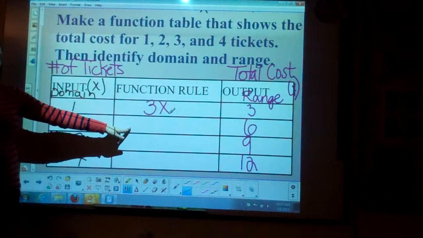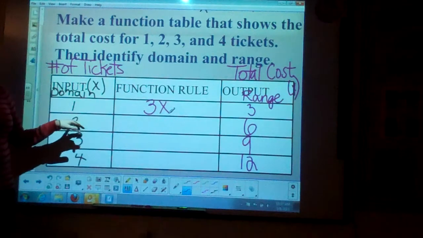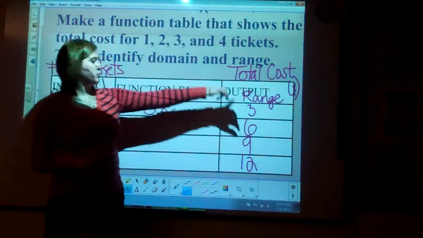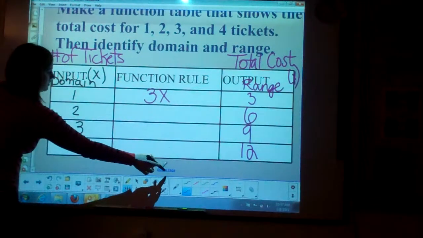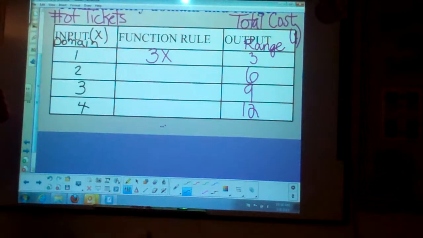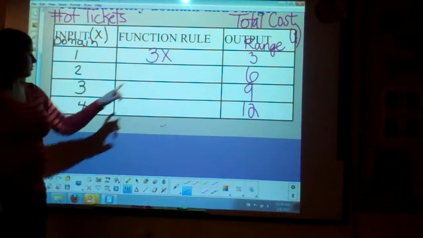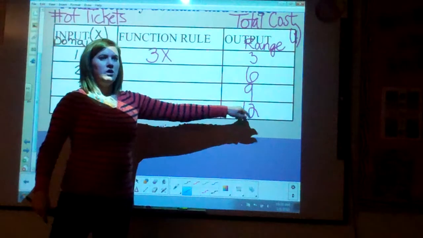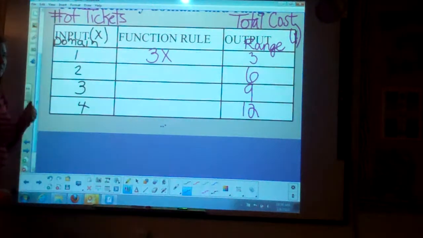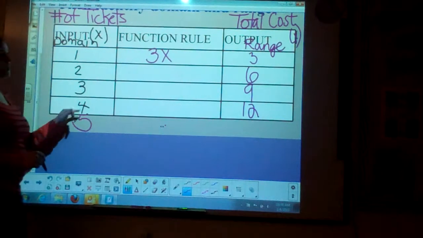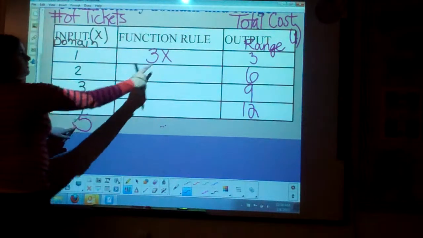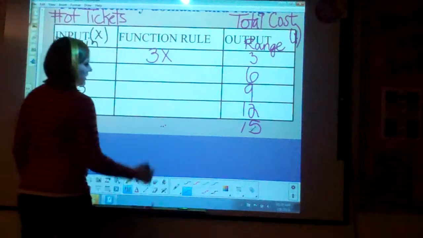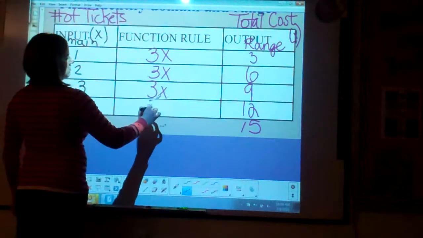So what would this one be? 12. Oh, well, we already did if the input is 2, the output is 6. I thought when you did the rule, you just times 3 times 4. Yep, 3 times 4 would be 12, right? What if we bought 5 tickets? What would our output be? 15. We would pay $15. And this rule then stays the same: 3x, 3x, 3x, 3x.